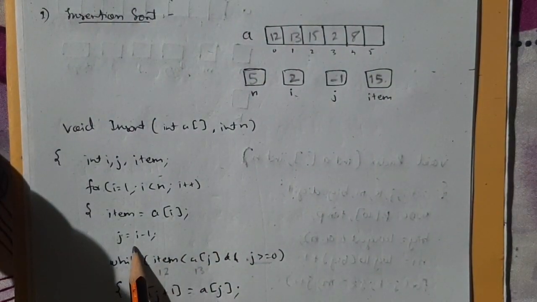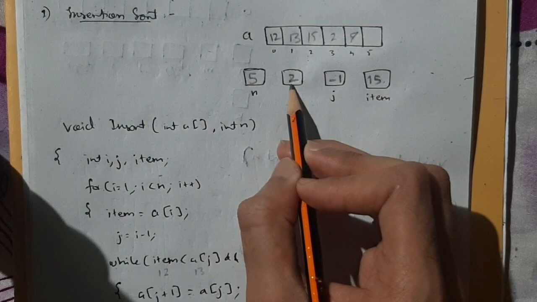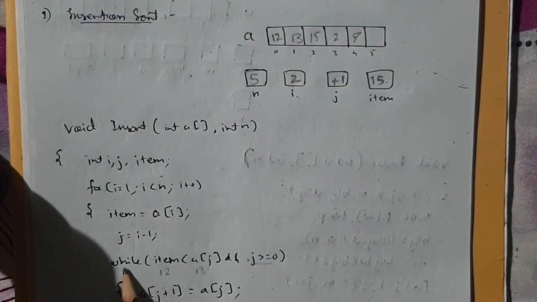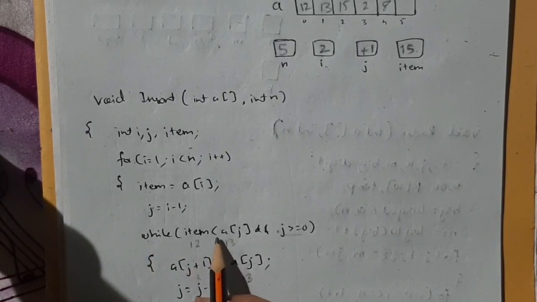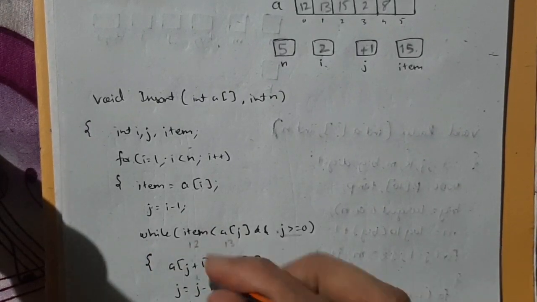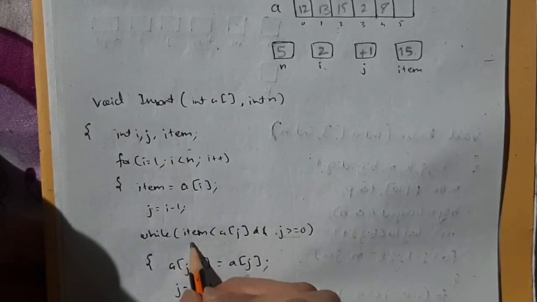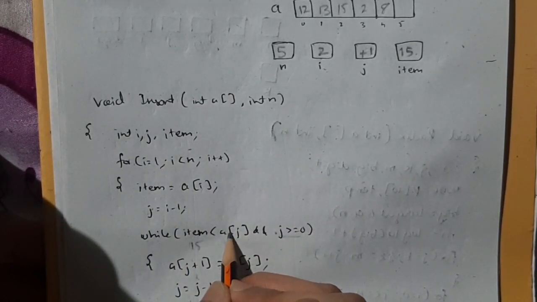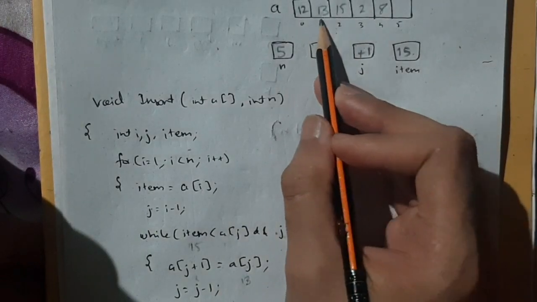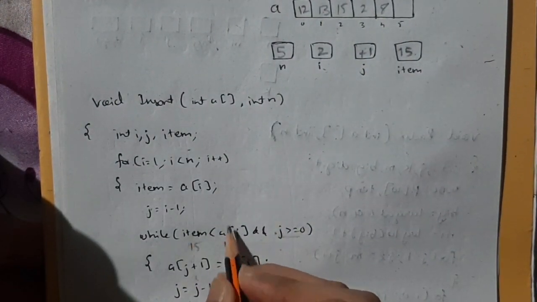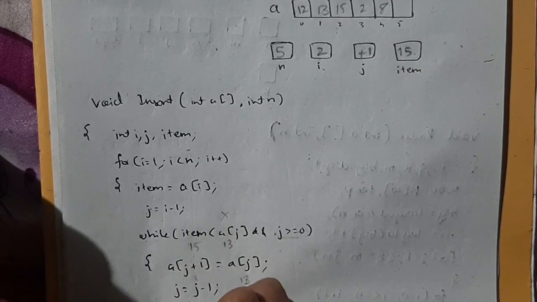J is equal to I minus 1. I is 2, 2 minus 1 is 1. J will become 1. Okay. Then next, while item is less than a of j. Now what is item? It's 15. 15 is less than a of j. A of j means a of 1, which is 13. While 15 is less than 13? Is 15 less than 13? No. So it will not go into this while loop.